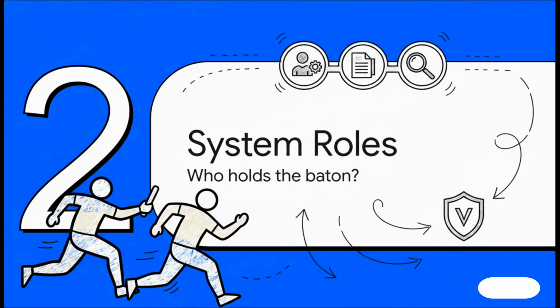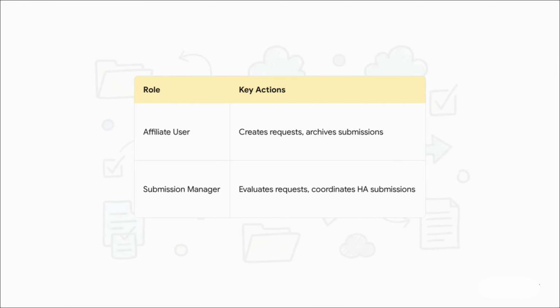Moving on to part 2, roles in the system. Every relay race needs runners, so let's figure out who holds the baton and when. Depending on the activity, users perform different roles, but we're going to focus on two main ones today. Affiliate users initiate and close the race, while submission managers handle the heavy lifting in the middle.